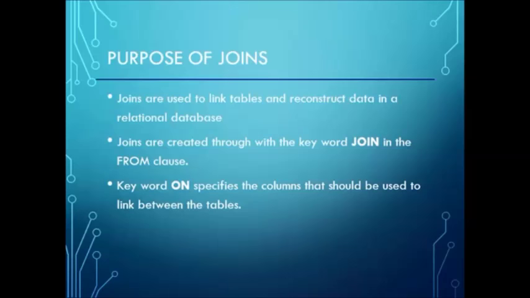We do joins in our from clause. We use the join keyword to identify which tables we are joining together, and then we use the on keyword with the join keyword to tell SQL Server what columns link together. For instance, in customers and orders, it's the customer ID in both tables.